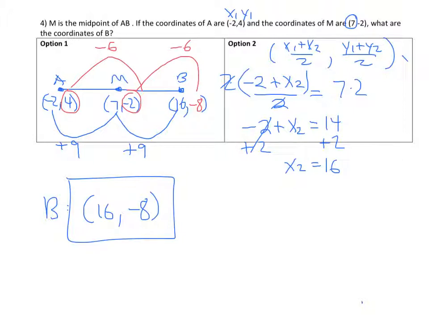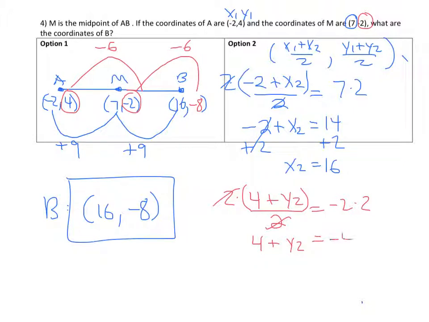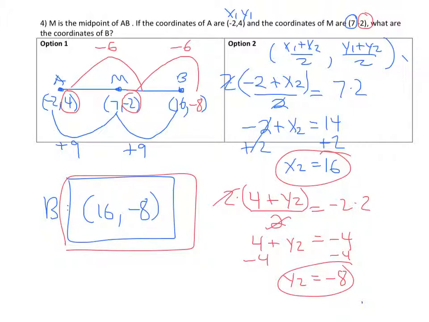And now I do a similar equation for the y's. The y values, y1 was 4. I don't know y2, so that's my variable. I divide those by 2, and I should get the y-coordinate of the midpoint, which was -2. And then I solve this the same way. I multiply both sides by 2. The 2's cancel on the left, and I get 4 plus y2 equals -4. Then I subtract 4 from both sides, and I get y2 equals -8. So these are my coordinates. Again, I write it as an ordered pair, so we still get the point (16, -8).